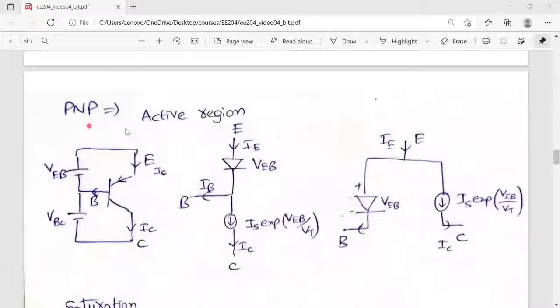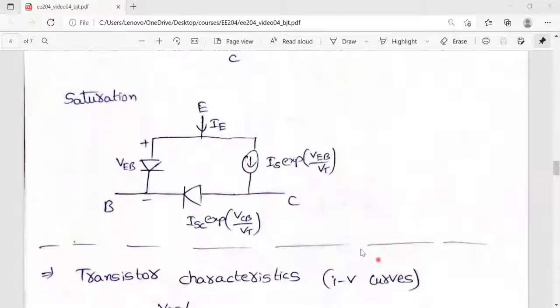For a PNP transistor, with some change in the active region, we will take a diode at the emitter, but we can view it in an inverted position, with some similarity to NPN. A PNP transistor has this large signal equivalent. In saturation, there will be a diode between base and collector, same as NPN.